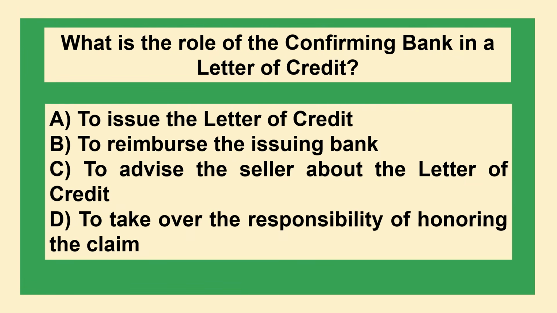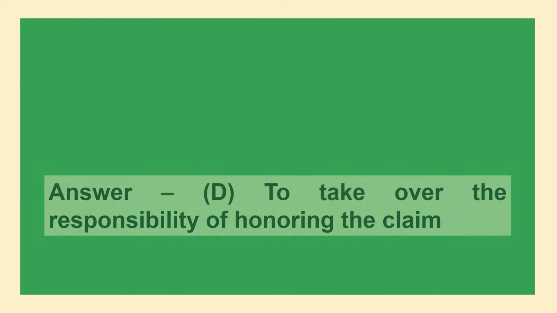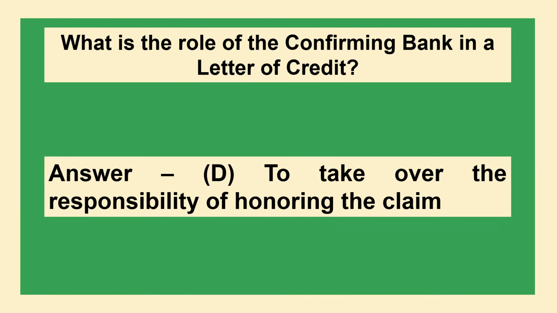Question, what is the role of the confirming bank in a letter of credit? Option A, to issue the letter of credit. Option B, to reimburse the issuing bank. Option C, to advise the seller about the letter of credit. Option D, to take over the responsibility of honoring the claim. Answer, option D, to take over the responsibility of honoring the claim.